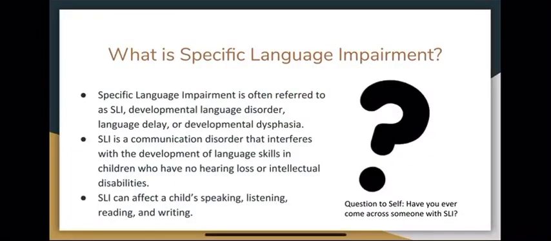So what is specific language impairment? Specific language impairment is often referred to as SLI, developmental language disorder, language delay, or developmental dysphasia. SLI is a communication disorder that interferes with the development of language skills in children who have no hearing loss or intellectual disabilities. And SLI can affect a child's speaking, listening, reading, and writing. Here I have a question to self. Have you ever come across someone with SLI?